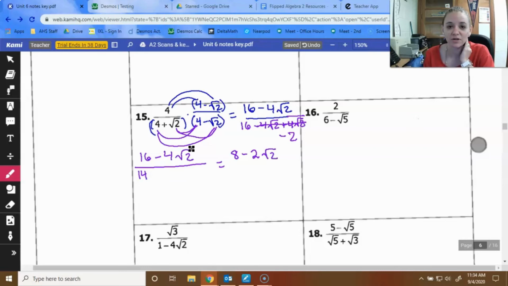Again, this is like a variable. This is like x. So you can't just simplify it with that as well. It's its own term. It's not a like term, because it doesn't have a square root. And then this will become a 7. And that's it.